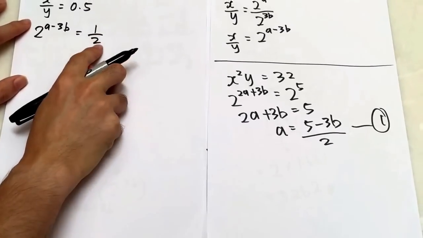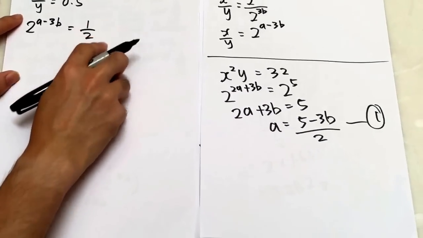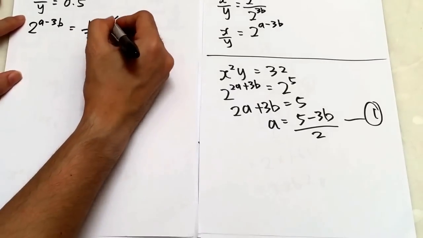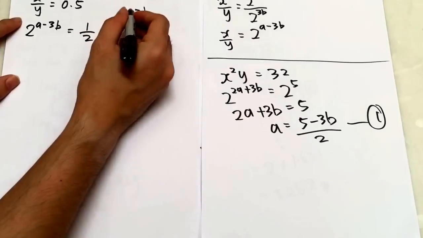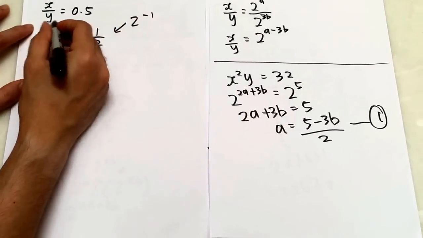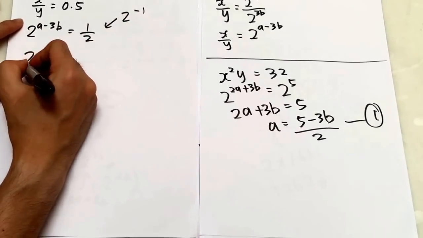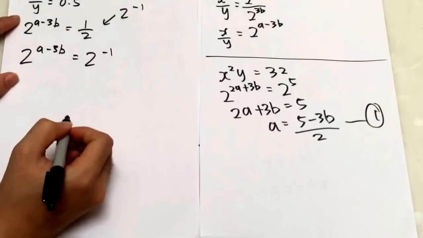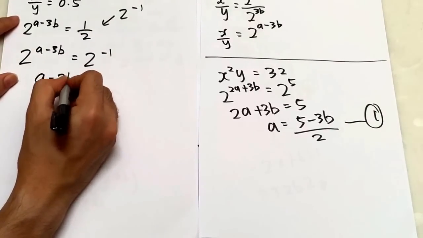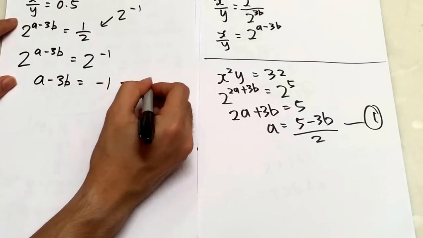And 0.5 is 1 over 2. Why do I change this one to 1 over 2? Because later I can change this one to 2 power of negative 1. Alright, you must understand this one. 1 over 2 is 2 power of negative 1. Because everything has the same base, I can straight away compare their power, isn't it? So a minus 3b equals negative 1. This is the second equation.